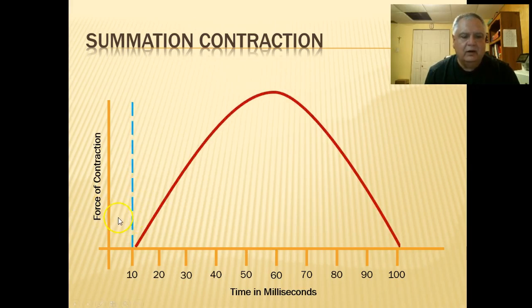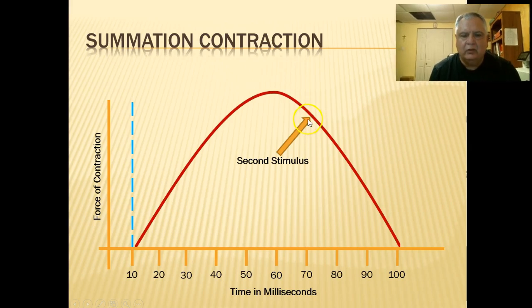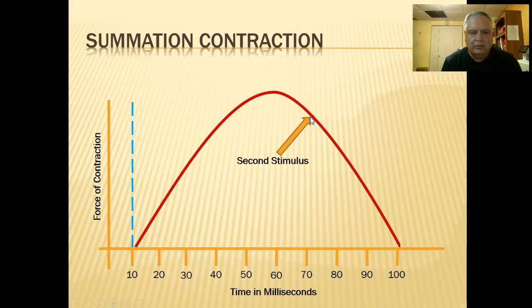So here is our latent period. Here's our single twitch contraction. So we apply our first stimulus here at time 0. There's a 10 millisecond delay, and then the muscle undergoes the contraction phase. Now, the muscle then goes into a relaxation phase. Let's apply a second stimulus here during the relaxation phase in the relative refractory period.